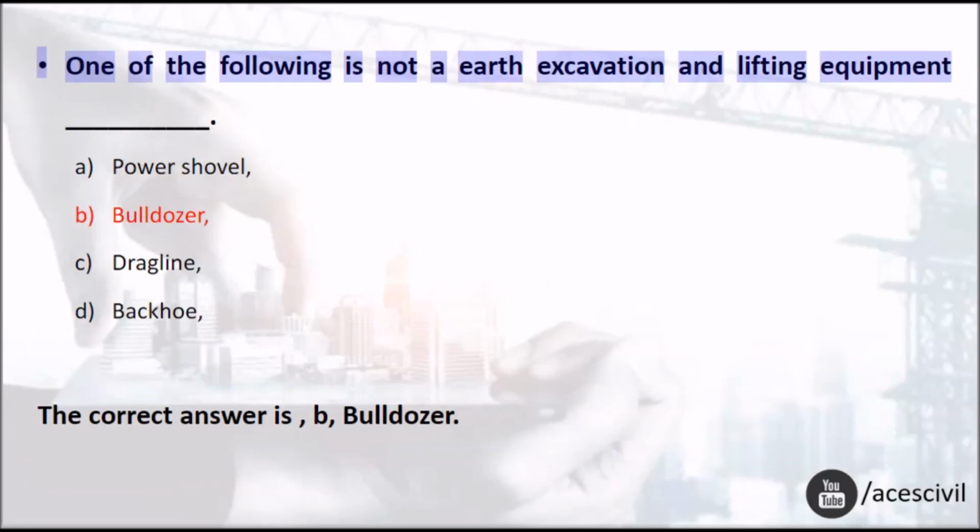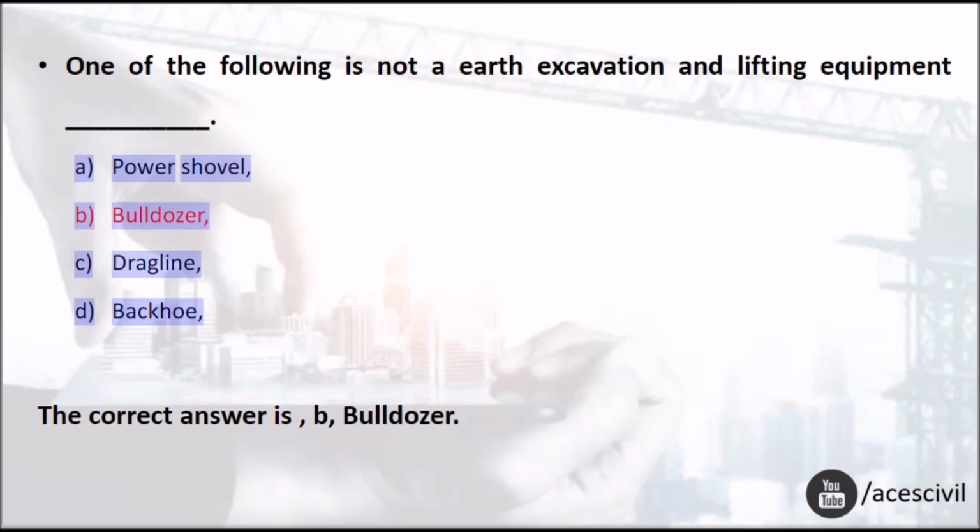One of the following is not an earth excavation and lifting equipment. A. Power shovel. B. Bulldozer. C. Dragline. D. Backhoe. The correct answer is B. Bulldozer.